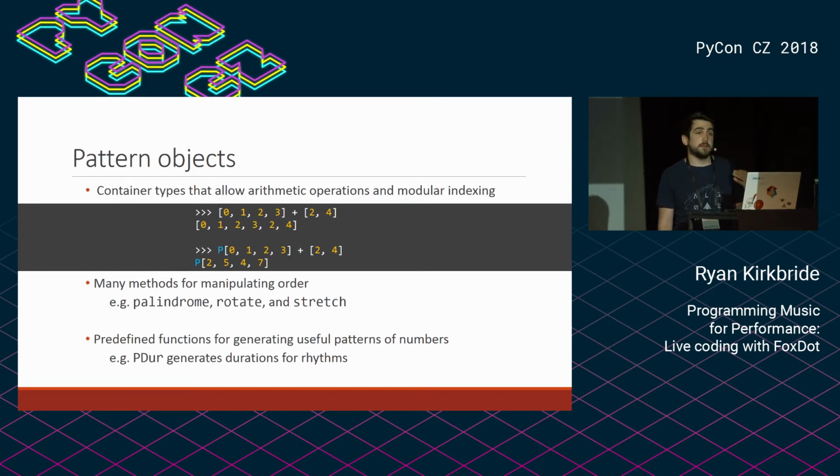And there are also predefined functions for generating useful patterns of numbers. For example, a function called PDur, which I use a lot for generating rhythm. It just takes two numbers to create interesting rhythms.